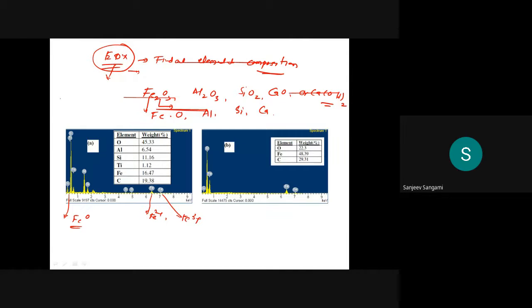So if you want to find out the elemental composition, the chemical composition of the cement, then you have to go for this EDX analysis. This is how you will get the graph, and you will get the percentage by weight also.